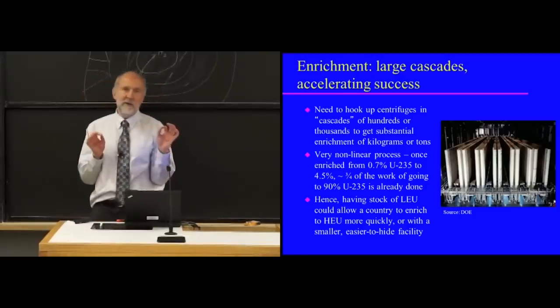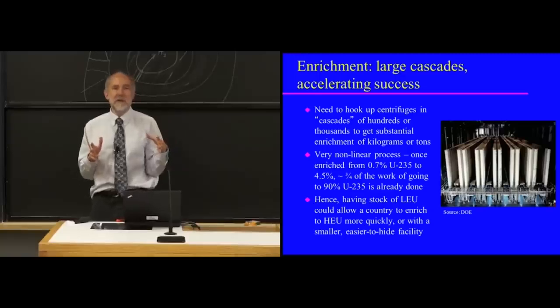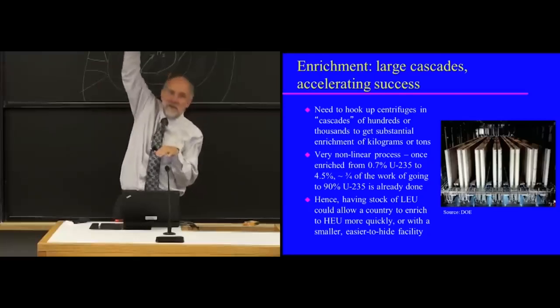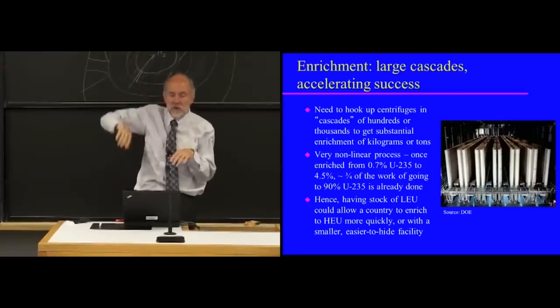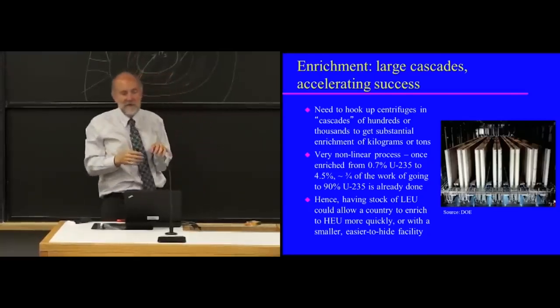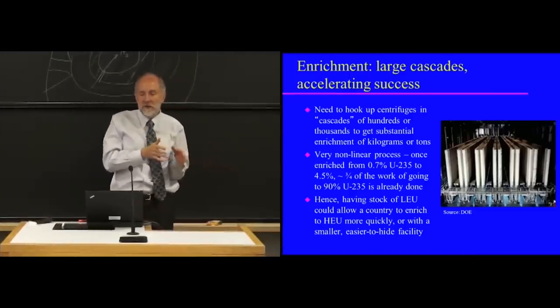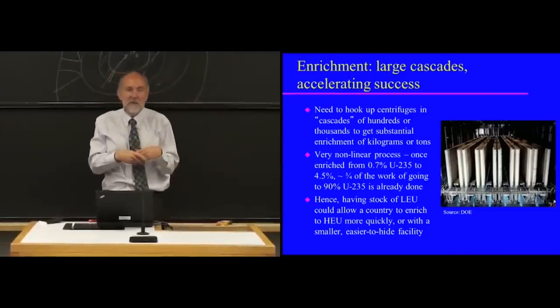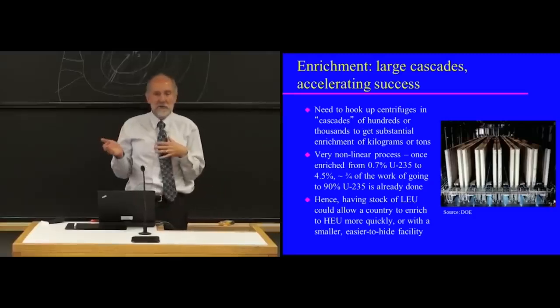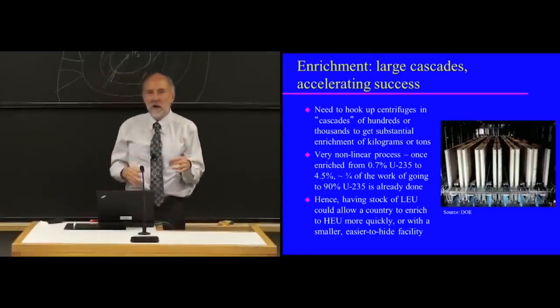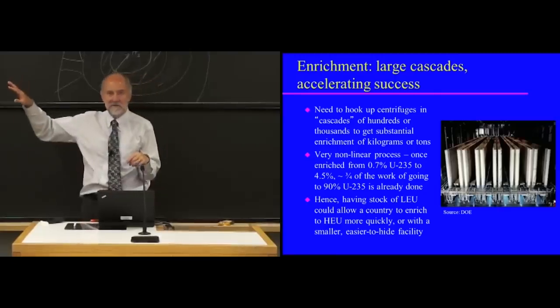Now, one important thing to understand is enrichment is a very nonlinear process. Once it gets going a little, it accelerates and accelerates and accelerates. So when you have gone from the 0.7% U-235 that you dig up out of the ground up to 4.5% for a civilian power reactor, you have already done 3/4 of the work of going all the way to 90%.